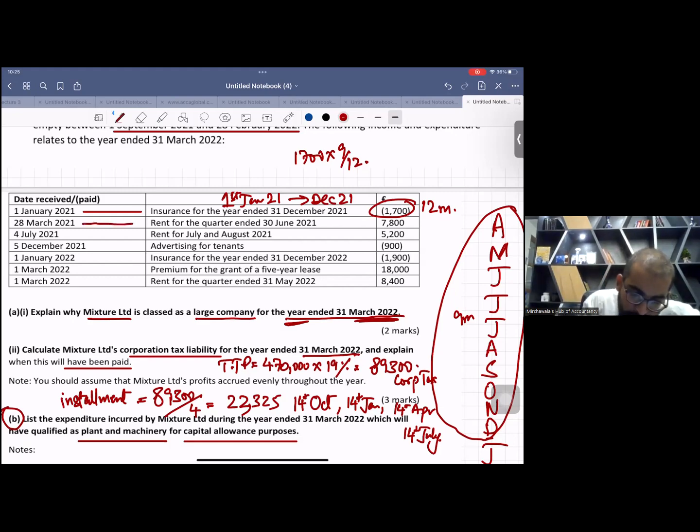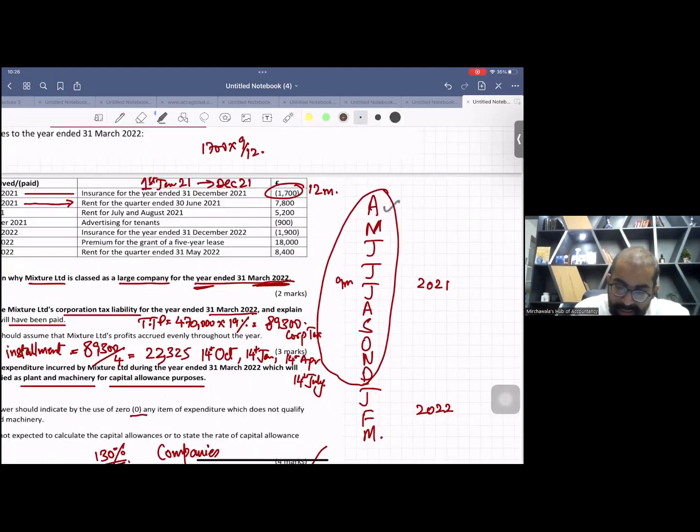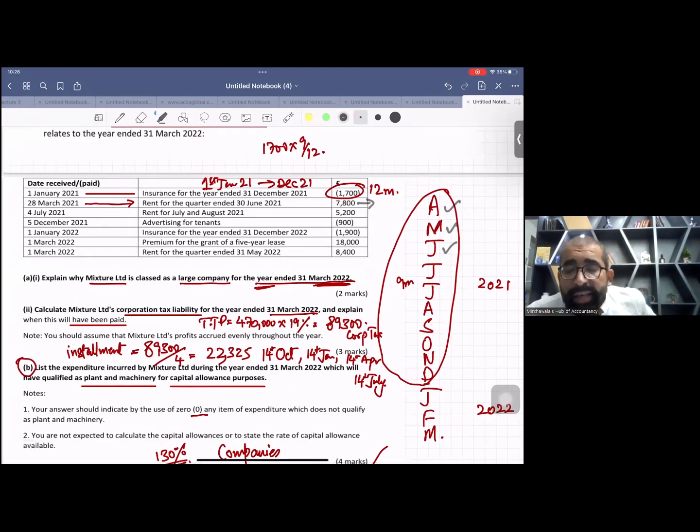Now, on 28th March 2021, the date is in the last accounting period, but let's see the period to which it belongs. The rent is for the quarter ended 30th June 2021, that means this 7,800 rent is for April, May, and June. April, May, and June fall in our accounting period, so we'll take this 7,800 as it is. Although it was paid last year, we are not working on cash basis, we are doing it on accrual basis. Please don't sleep.